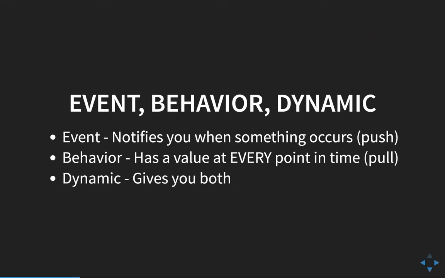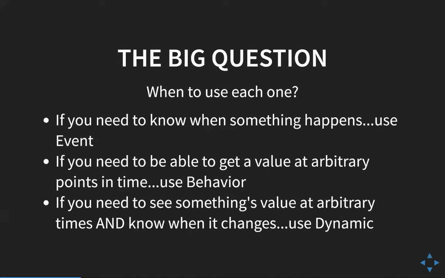And something that I think is unique to Reflex is called Dynamic. Dynamic gives you both of these two. Sometimes you have a value at all points in time, and you want to be notified when it changes. That's when you want to use a Dynamic. When I first started using Reflex, my biggest question was, which one do I use? I didn't have this solid intuition built in my head. If you need to know only when something happens, then use an Event, because that's what an Event tells you. If you need to be able to retrieve the value at an arbitrary point in time, then use a Behavior. And if you need both, then use a Dynamic. That is exactly what the definition is. It just takes a while to sink in.